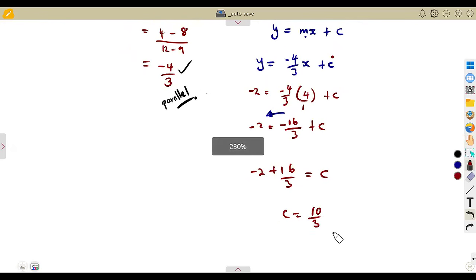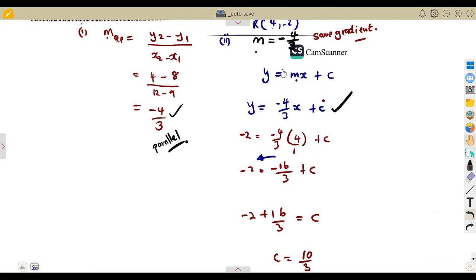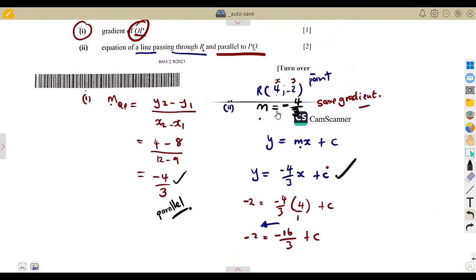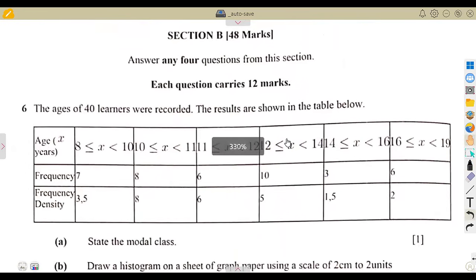So you just substitute, because you have the c, therefore y is equal to minus 4 over 3 x plus c, which is 10 over 3. Just like that. That is the equation of the line. You need the point and also the gradient. So revise your basics, guys. Revise the basics of each and every topic.